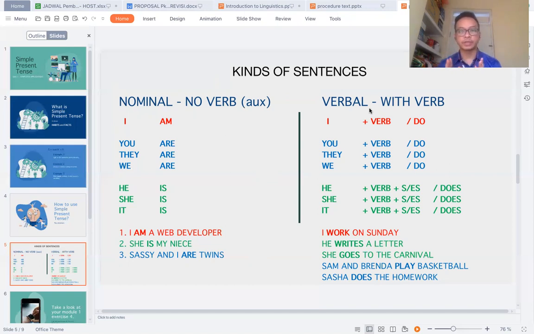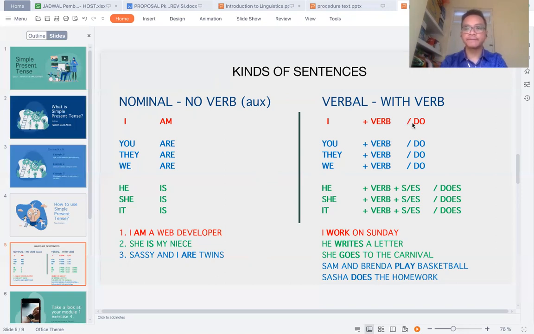Ketika kalimat tersebut ada kata kerjanya. The example would be like this. I itu gandengannya adalah langsung verb. I, you, they, we. Saya biasanya menyingkatnya begitu ya. Jadi langsung menggunakan verb. Or you can use do.